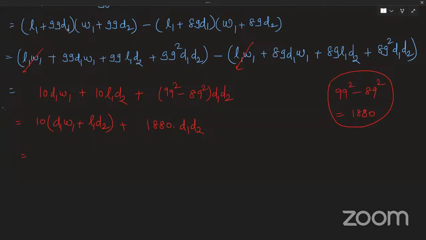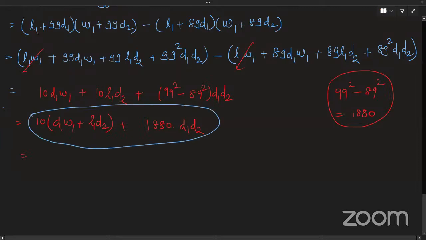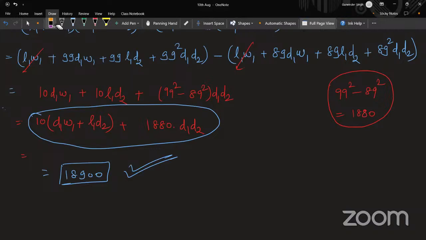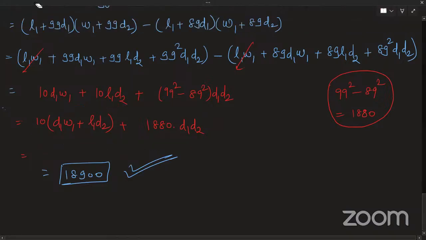10 into 10, I mean 100. Like the final answer I am asking, the whole expression. Sir, the value of the whole expression is 18,900. Okay, great. So 18,900 is the final answer.